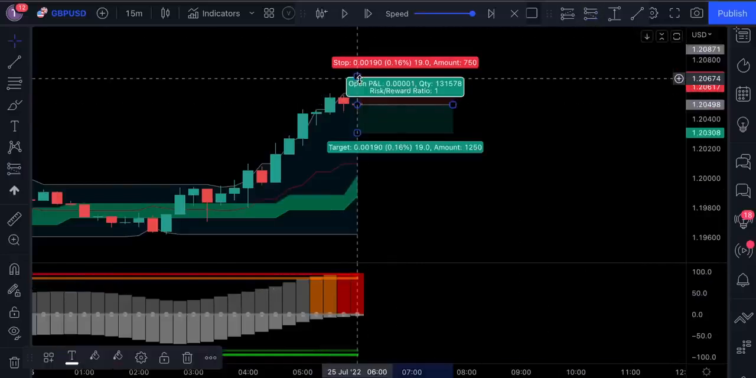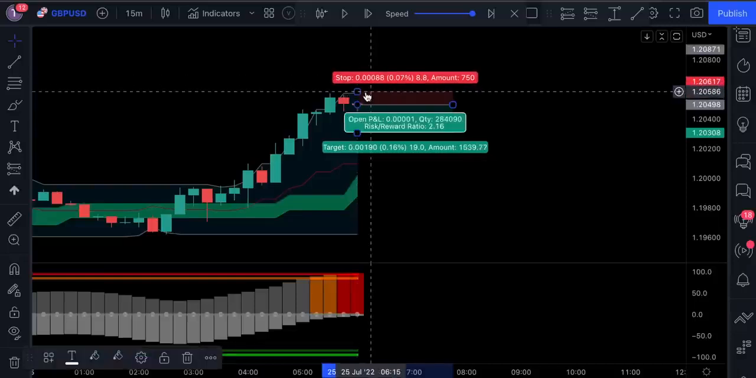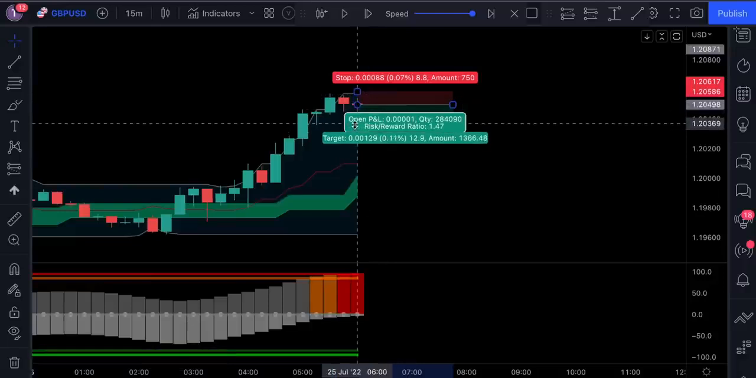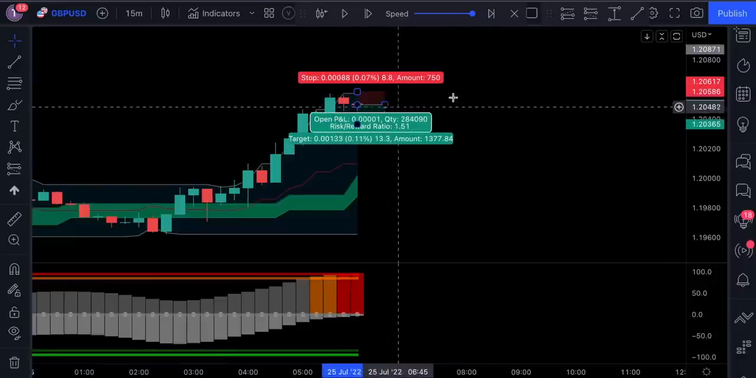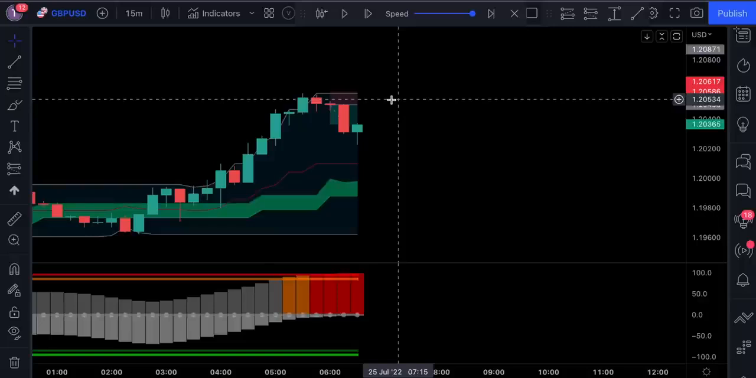Our stop loss will be set at the upper grey band. And just like with the long trades, we're going to be targeting 1.5 times the risk. We can clearly see that this is a reversal trading strategy. In my opinion, it's quite risky because we're going against a trend.